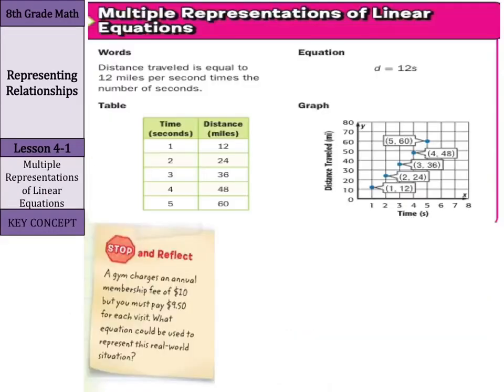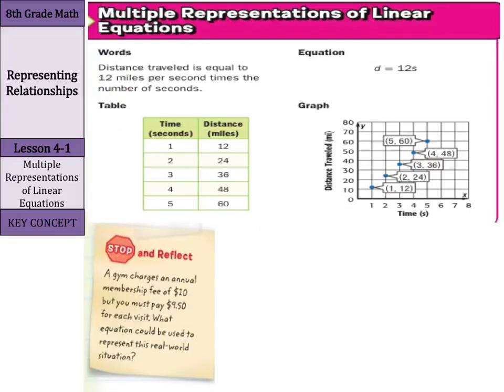So we can represent linear equations multiple ways. We can do it in words. Distance traveled is equal to 12 miles per second times the number of seconds. We can do it with an equation. D equals 12 times s means the same thing as our words. We can represent this equation in a table. 1 second, 12 miles, multiplied by 12. 2 seconds times 12 was 24 miles. 3 was 36, 4 was 48, 5 was 60. We could do this in a graph as well. 1, 12, 2, 24, 3, 36, 4, 48, 5, 60. So we can represent this linear equation in these 4 different ways.